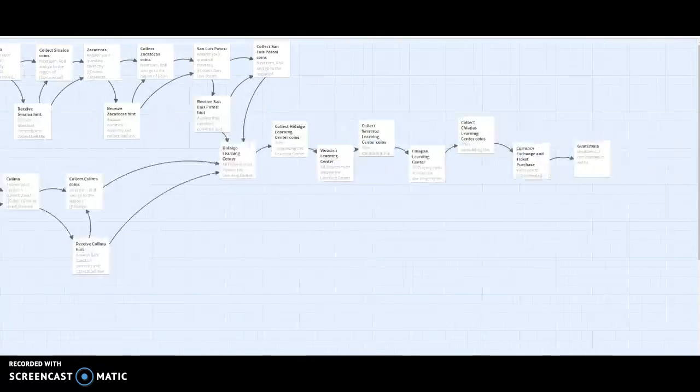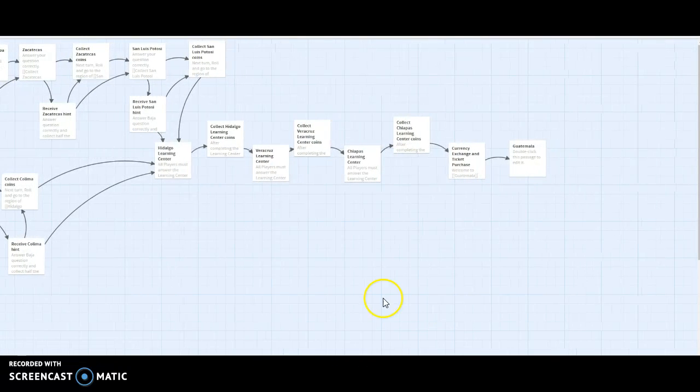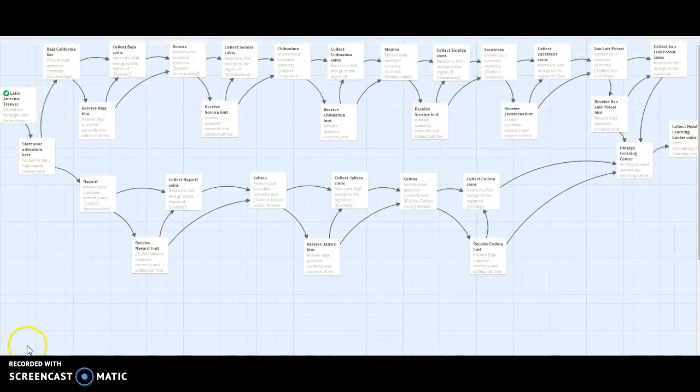So the learning centers would work similarly, with a little more steps involved in each learning center: different questions, hints, review. But overall, this would be the general way that the game would play.